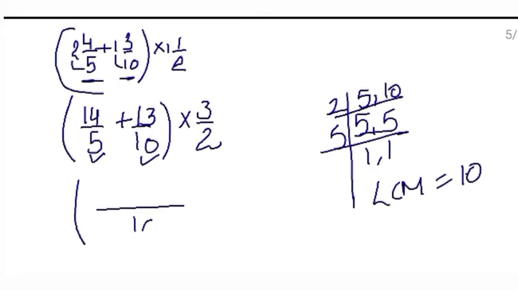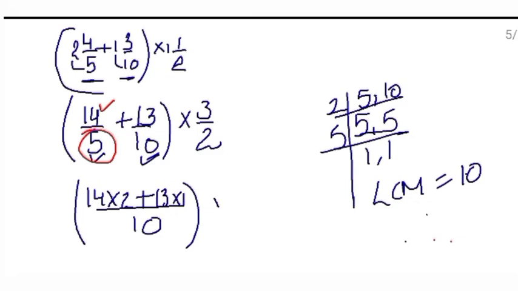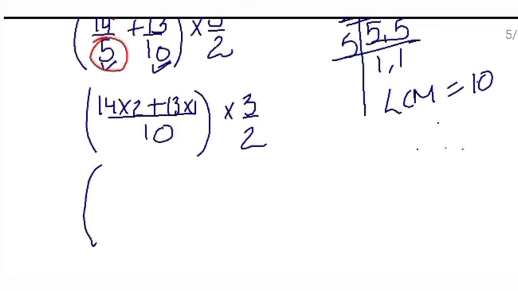So make the denominator 10. To make this 5 10, with which number you will multiply it? 5 2s are 10. So multiply this numerator also by 2. 14 multiply 2 plus 10 ones are 10. So multiply the numerator by 1. Multiply 3 upon 2. Now solve it. 14 2s are 28 plus 13 ones are 13 upon 10. Multiply 3 upon 2.